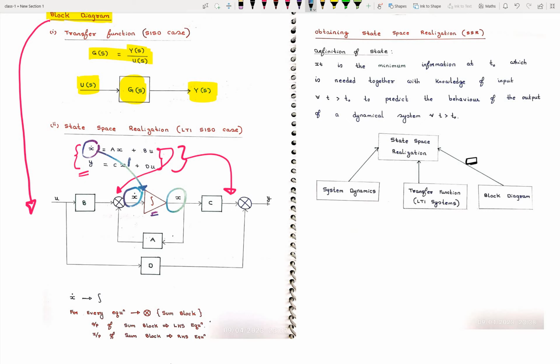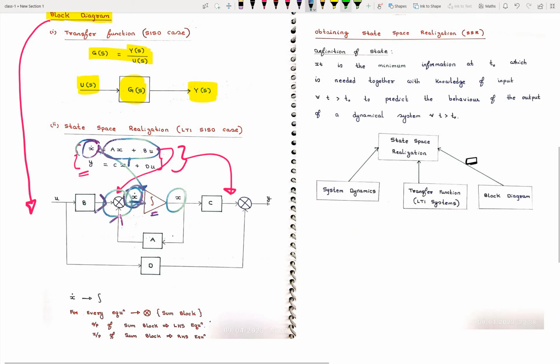Second, since you have an equation, take a summing block. I took a summing block here. Next step. To this summing block, there will be inputs and an output. The inputs will be the right hand side of the equation, so give those as inputs. The output you give as the left hand side. What is the left hand side? We have x dot. So the output will be x dot.